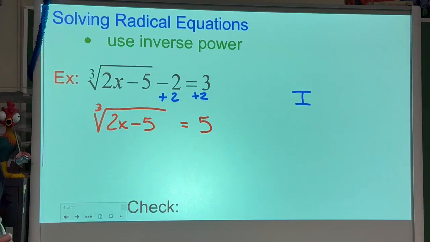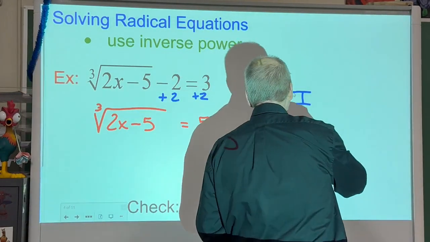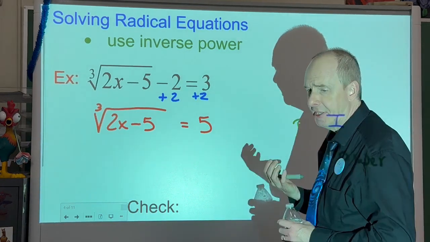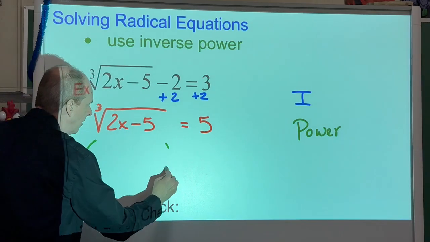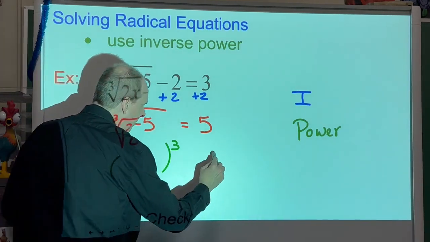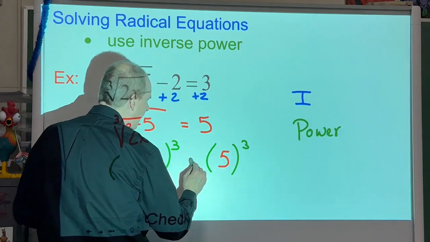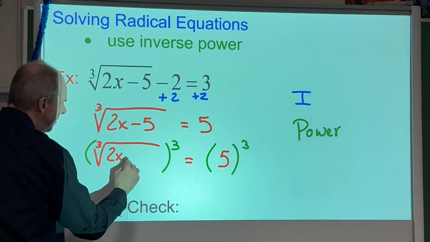Now we can't say that we're going to square, because squaring would get rid of a square root. So we need the opposite of a cube root, which would be a cube. We'll use the inverse power, P for power. We'll still isolate, but then we'll use the inverse power. Power to the third. Whatever power you use on one side, you use on the other side to keep it fair.